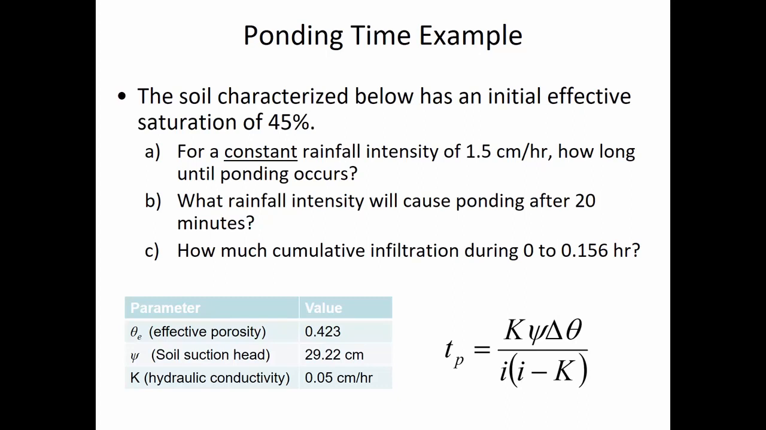So the way that we can solve this is it's going to be rearranging the equation to solve for I. The same T sub P equation, but if we solve for I, then that's I squared minus I times K on the left side, the right side is K times psi, delta theta and T sub P. Okay, so that is 0.05 centimeters per hour for the hydraulic conductivity. Psi is 29.22 centimeters. And the delta theta is 0.23265, which we calculated at the very beginning.